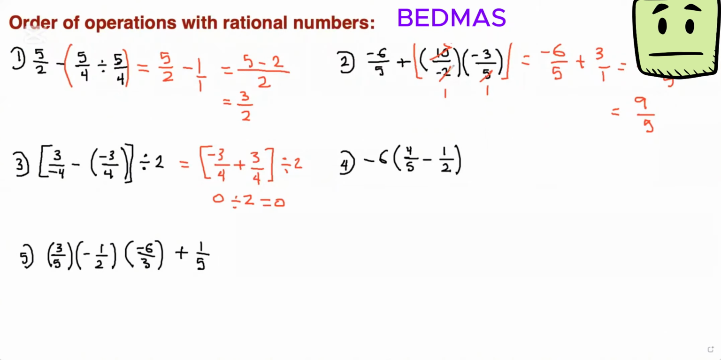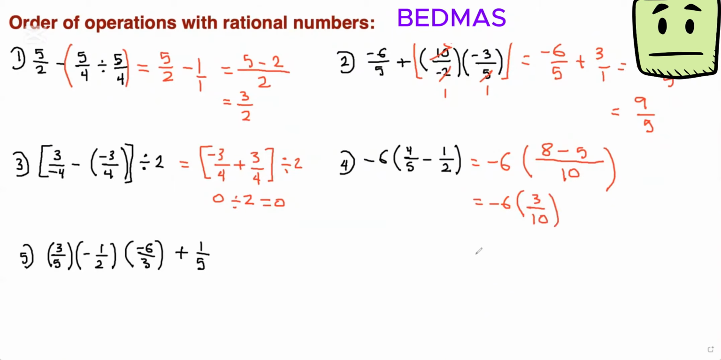This here, we have to do the brackets first. So we have -6 in the brackets. We have to do common denominator, and the common denominator here is 10. 10 divided by 5 is 2. 2 times 4 is 8. And then you have the minus, and 10 divided by 2 is 5. 5 times 1 is 5, which gives me -6 times 8 minus 5 is 3.